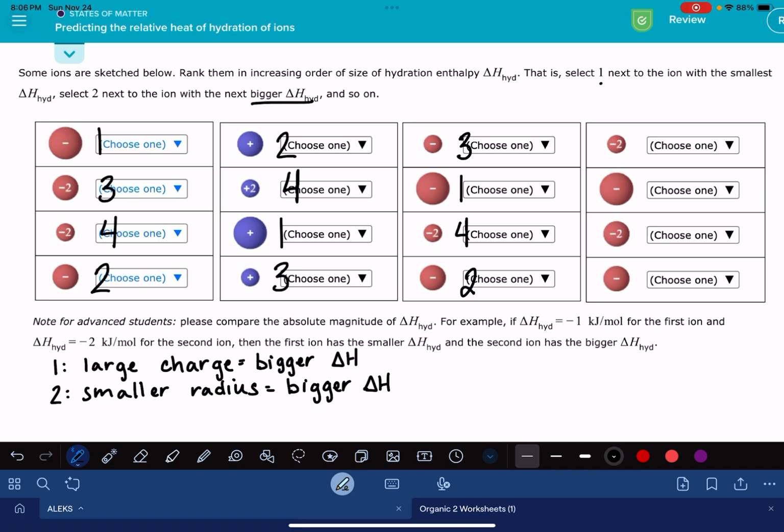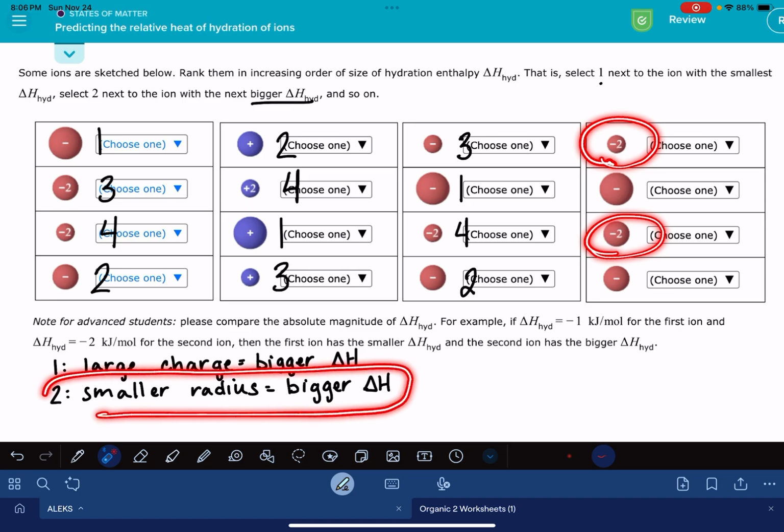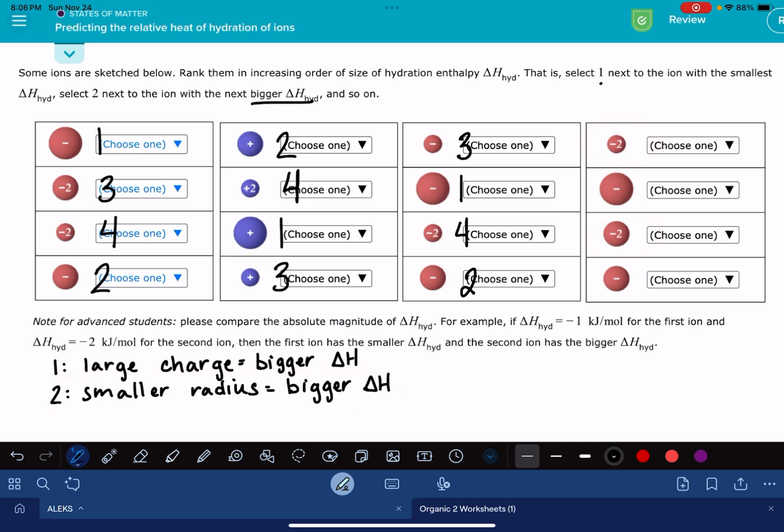And then last but not least, we've got 2 ions that have a charge with a magnitude of 2. The smaller radius is going to be the one with the biggest delta H. And then we have 2 ions with a -1 charge, and we rank them by size as well.